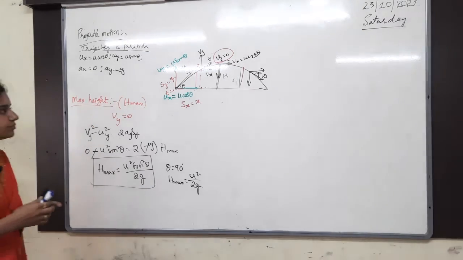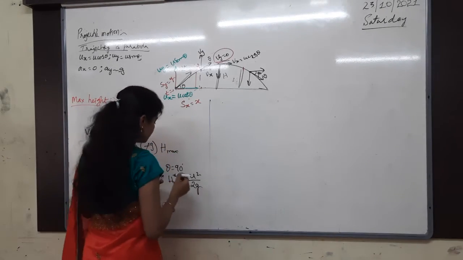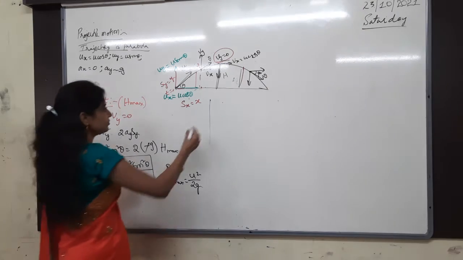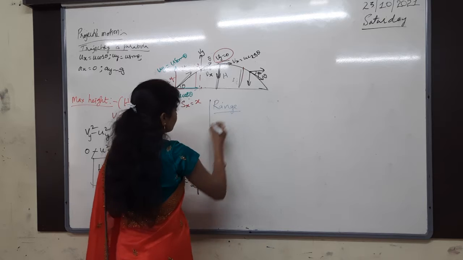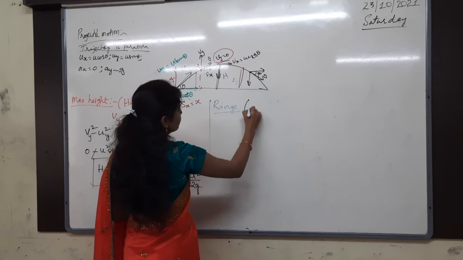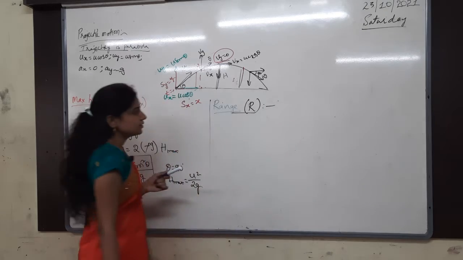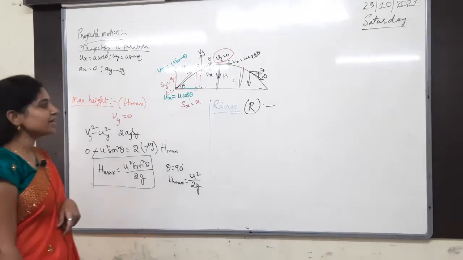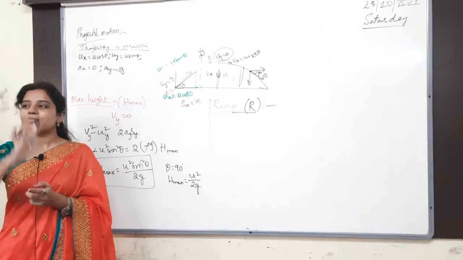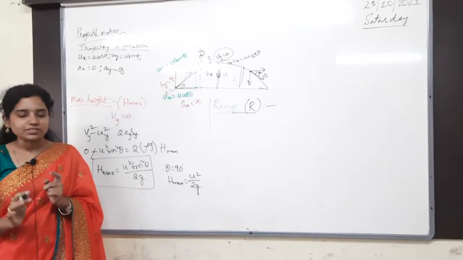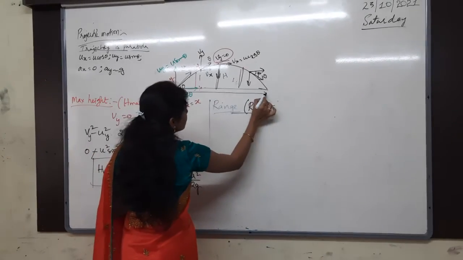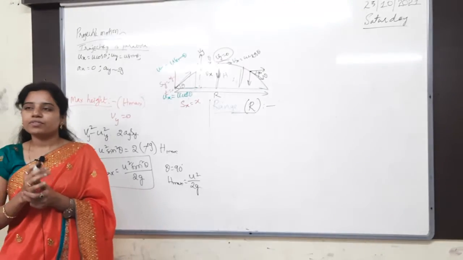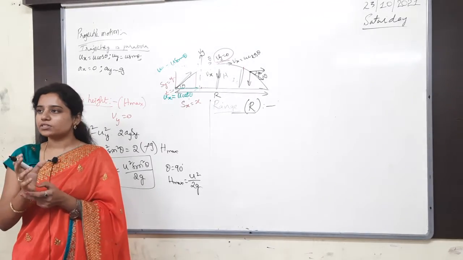Then range. Next topic is range. What do you mean by range? Vertical distance is maximum height, horizontal distance is range. So here the maximum horizontal distance, the total horizontal distance, we can take as range. So by which equation can we get the answer?